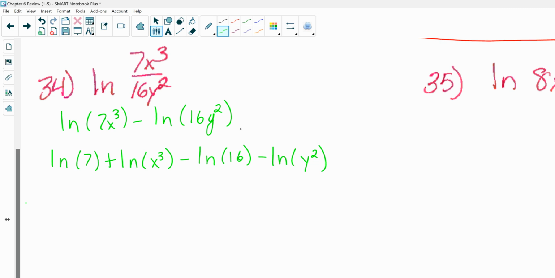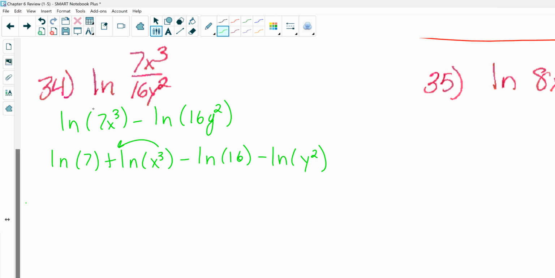If it's just a single term, it's just minus that and we're done. If it had just been natural log of 7x cubed over 16, we'd have minus the natural log of 16, we're done. We don't have to break it up. Single term. Last thing we have is powers.